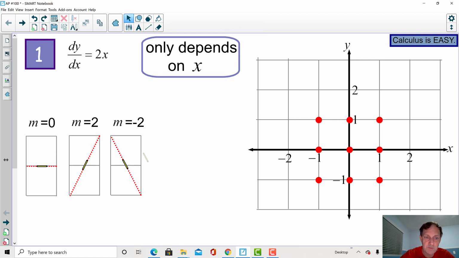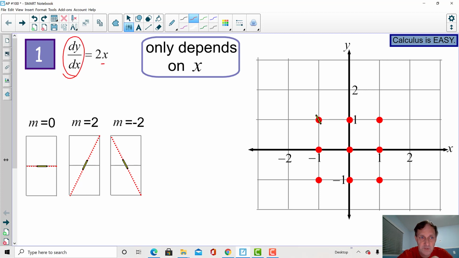So we want this kind of slope right here at this spot over here. So we're going to drag one of these over here. There we go. And because this is a differential equation that only depends on x, it doesn't matter what the y value is. As long as your x is negative 1, you're going to have the same slope. So we can actually copy that slope for all three of those points.